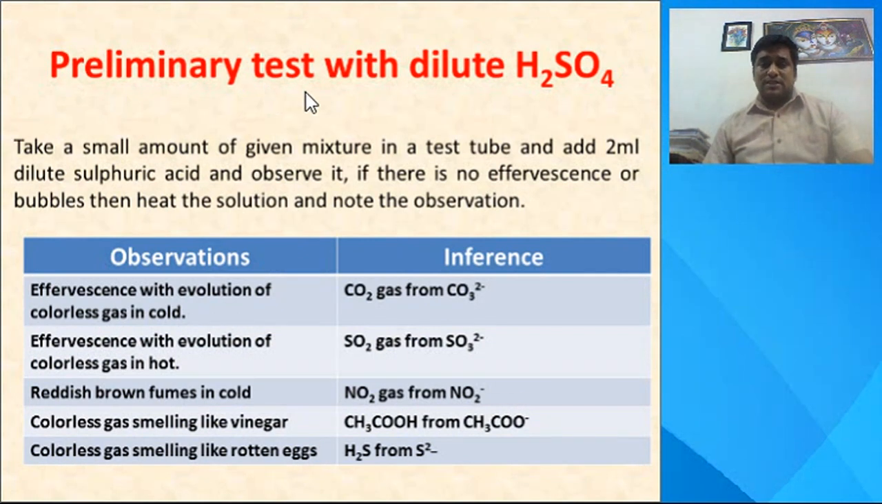So first one is to test the given mixture with dilute H2SO4. So how do you do that? Take a small amount of given mixture in a test tube and add dilute sulfuric acid and observe it in cold condition and in hot condition as well. So let's say, for example, observations are here. If we observe effervescence with evolution of colorless gas in cold condition, then the inference is the mixture may contain carbonate, where carbonate, when treated with dilute sulfuric acid, releases carbon dioxide, which gives you effervescence. So that's an inference we can draw.